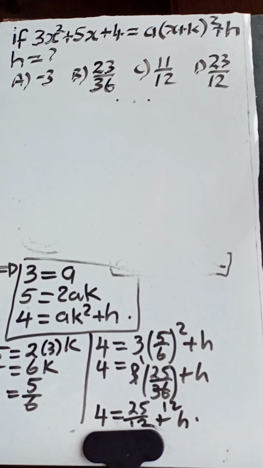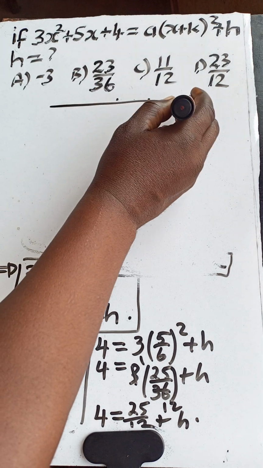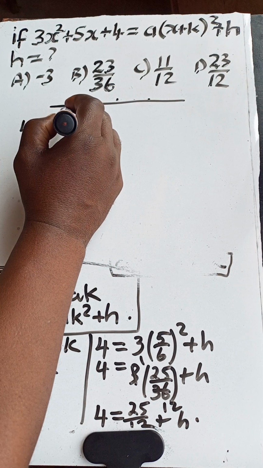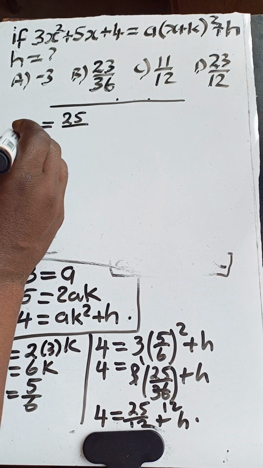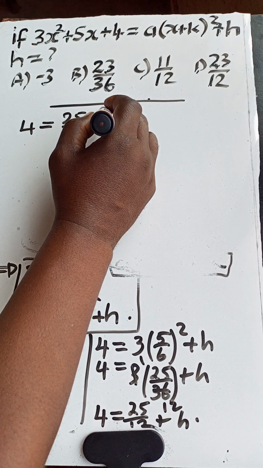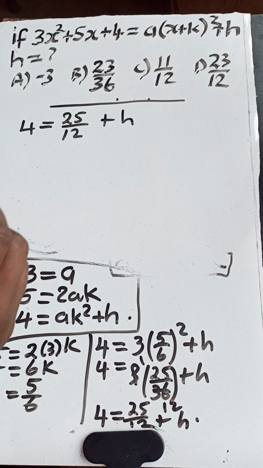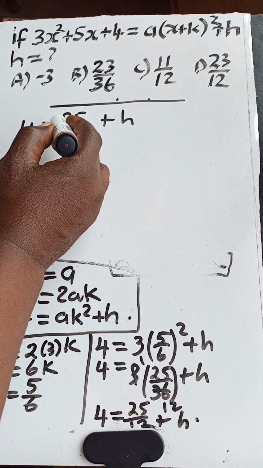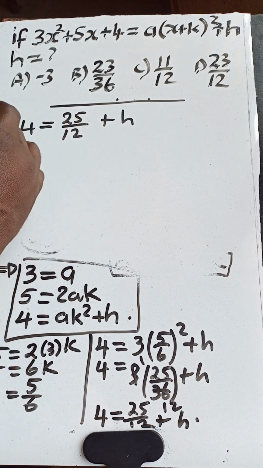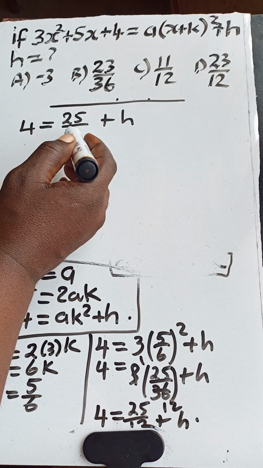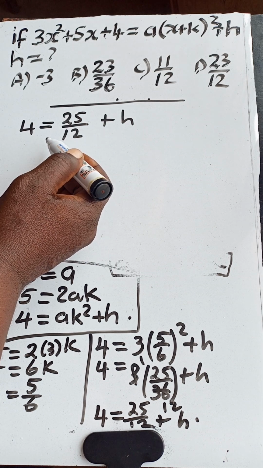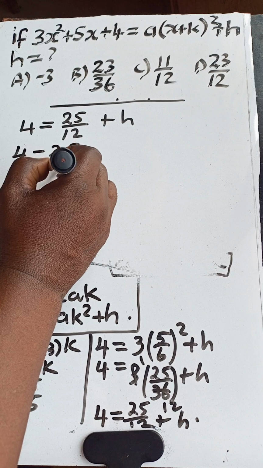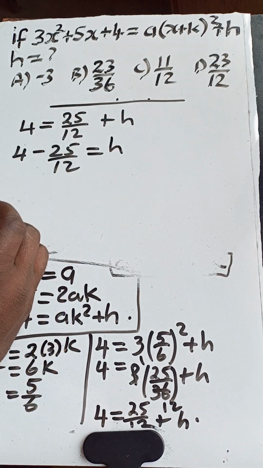Let's write this last equation up there. 4 equals 25 over 12 plus h. Now remember we're looking for h, so all we need to do is carry this 25 over 12 to the left-hand side. It is positive here. If we take it to the left-hand side, it will become negative. So we'll have 4 minus 25 over 12 will give us h.